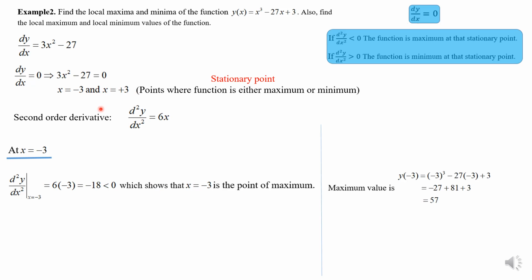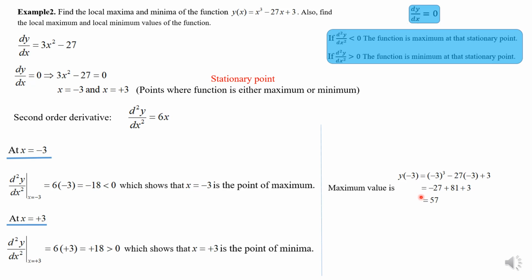Let me first evaluate the maximum value, which is over here. I just forgot. X is equal to -3 is a point where the function will attain its maximum. And what is the corresponding maximum value? Just put, as in the previous problem, the value of -3 in this function. So you will get 57 as the maximum value. Here is another point, x is equal to +3. If you wish to find the second order derivative value at that point, over here like this, the second order derivative turns out to be 18, which shows that +3 is a point of minima.